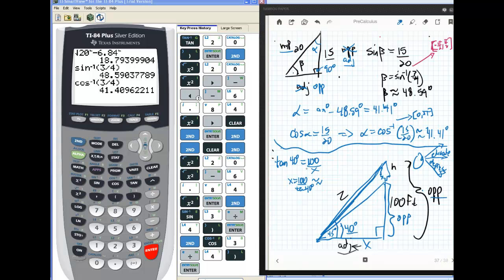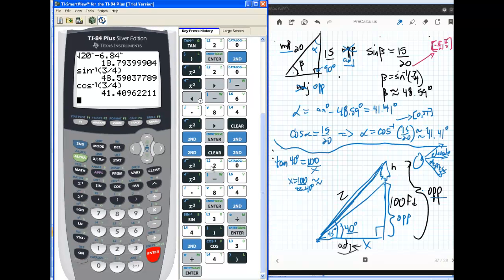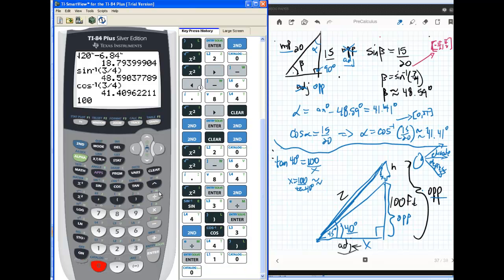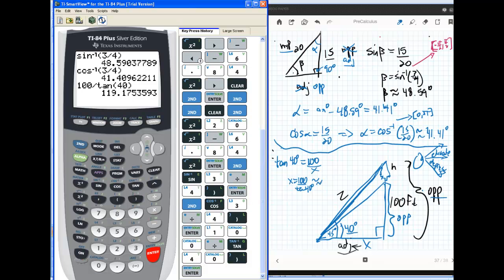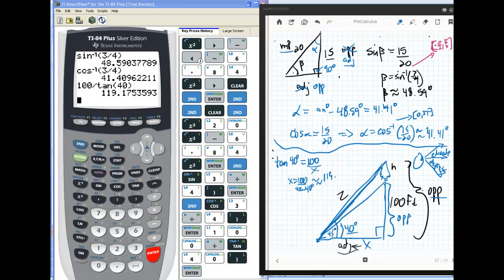Let's see what this is. I'm going to have to round a little bit on this, because I'll show you how you don't have to round to get a perfectly precise value, but I'll do that in class because we're close enough for government work. Let's put it that way. I'm going to stumble back over to my calculator. Excuse me, I have a hair in my mouth. I'm going to go 100 divided by tan of 40. Right? Easy peasy. And that gives me approximately 119.175.